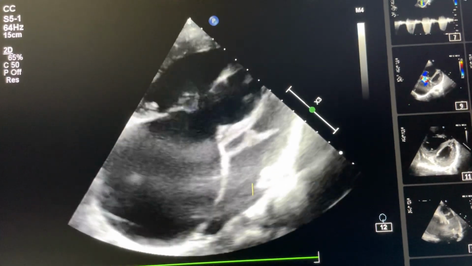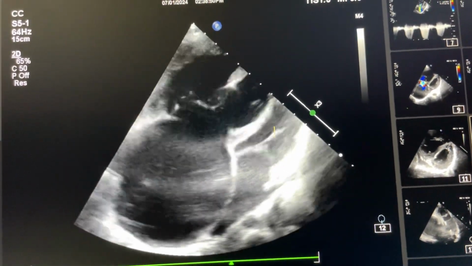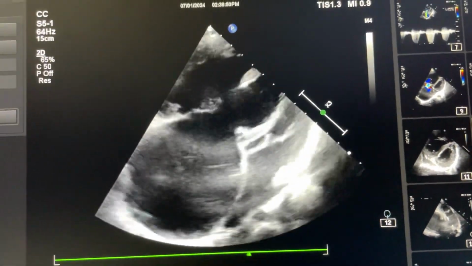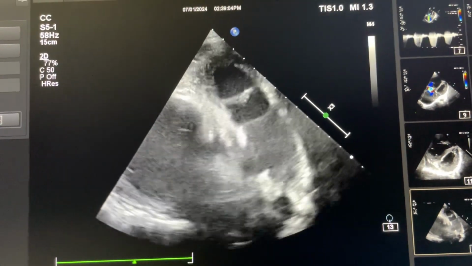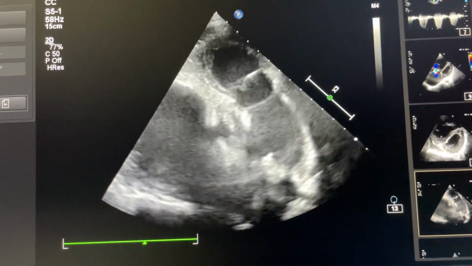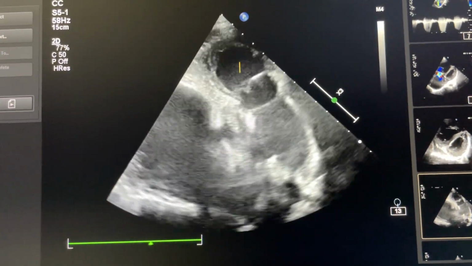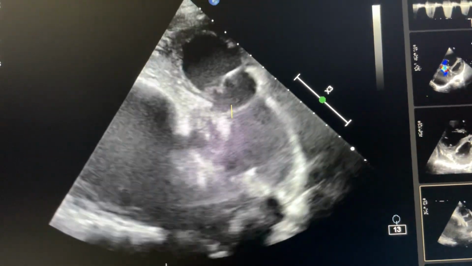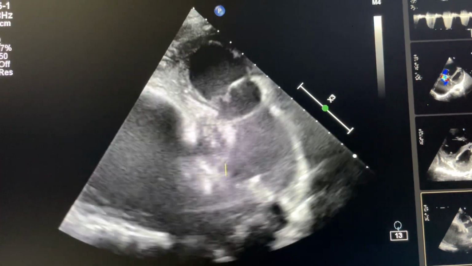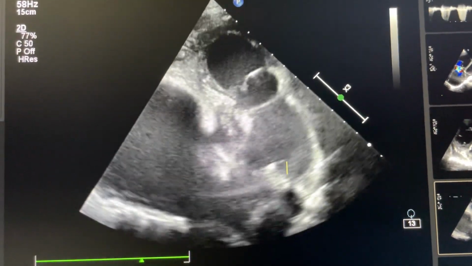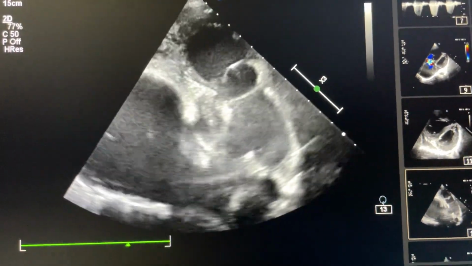This is the left atrium and left ventricle, relatively small in size. The main pulmonary artery and branches are also dilated. This is the right ventricular outlet, this is the pulmonary valve and main pulmonary artery, this is the right pulmonary artery, and this is the left pulmonary artery. Severely dilated.